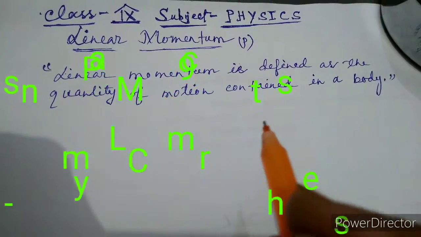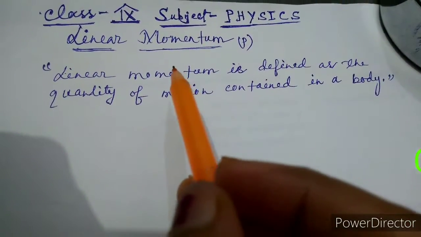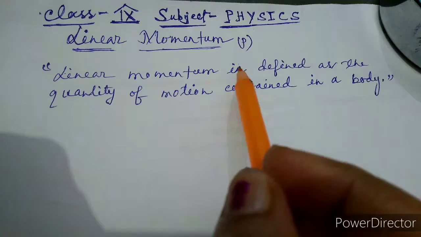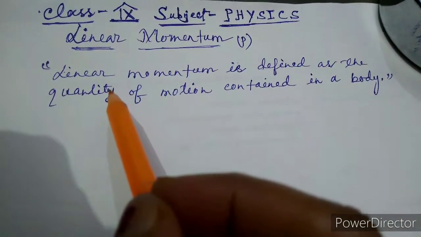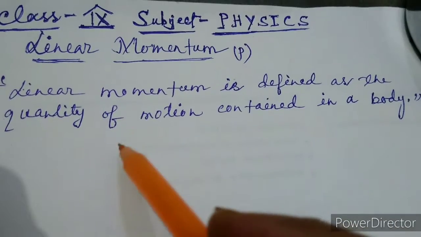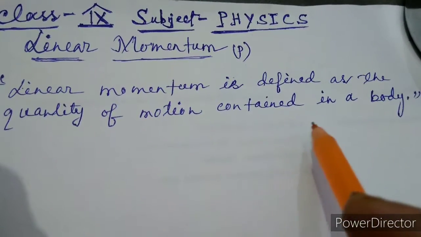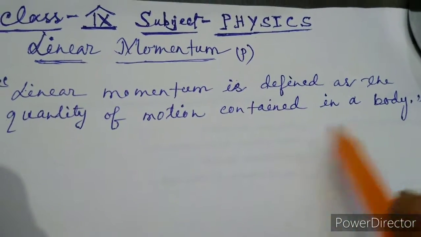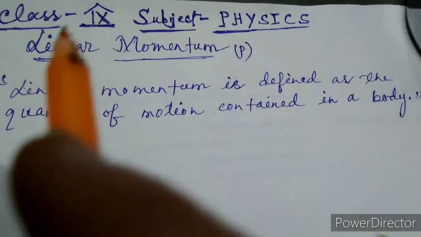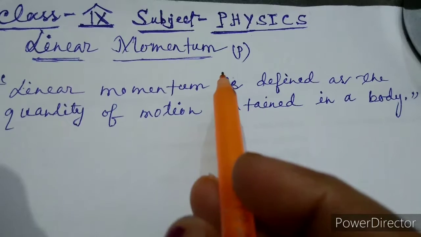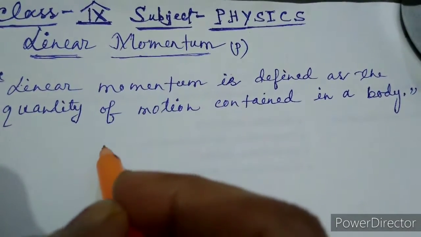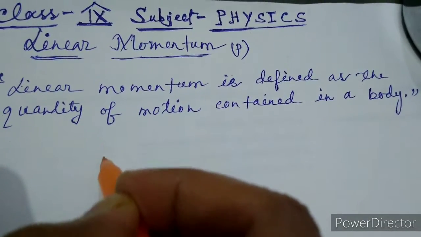Hello everyone. Today we will read linear momentum. In your book you will see that it is written: momentum is defined as the quantity of motion contained in a body. It means what? Simply, you just know that linear momentum is denoted by P, and momentum is equal to what?